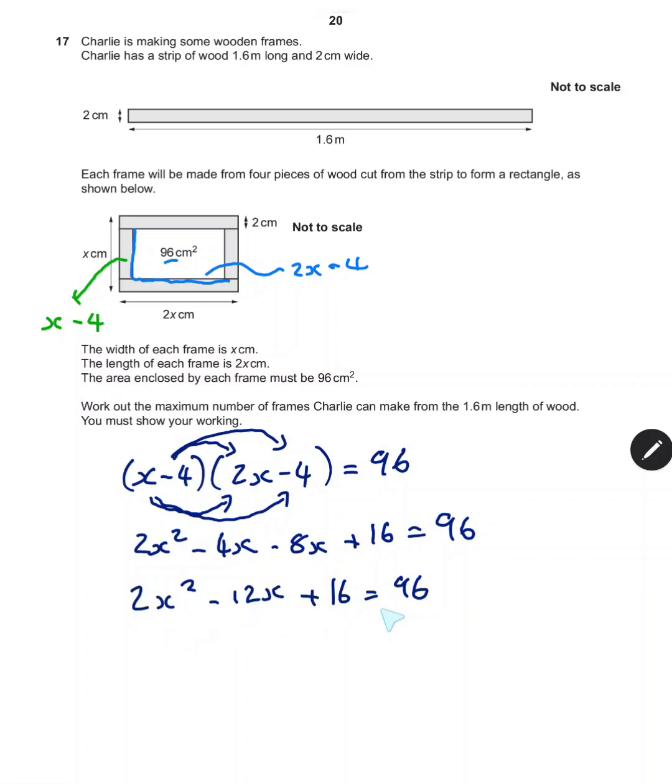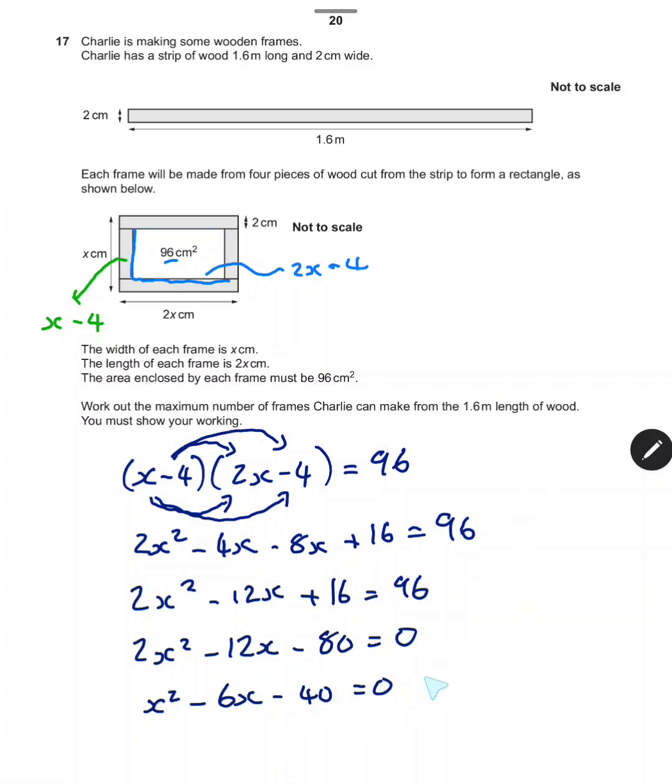This is a quadratic, and ideally we want it to equal 0. So I'm going to take 96 from both sides. And you get 2x squared minus 12x, take 96 from both sides will give me negative 80 equals 0. There's a nice little shortcut here. Everything in this quadratic is a multiple of 2. So I'm just going to divide throughout by 2. And you get x squared minus 6x minus 40 equals 0.